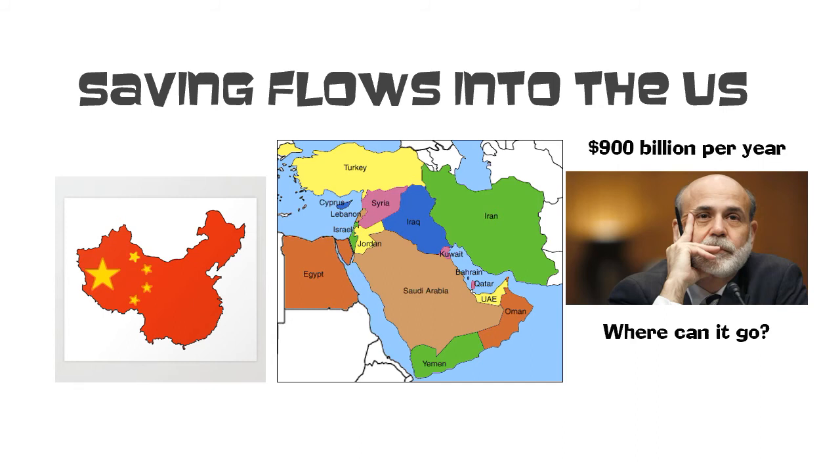In the years leading up to the crunch, the financial crisis, $900 billion a year of savings from other countries was flowing into the United States. Savings primarily from China and from the Middle East, but from all over the world. And you were getting up to $900 billion a year of foreign savings flowing into the United States.